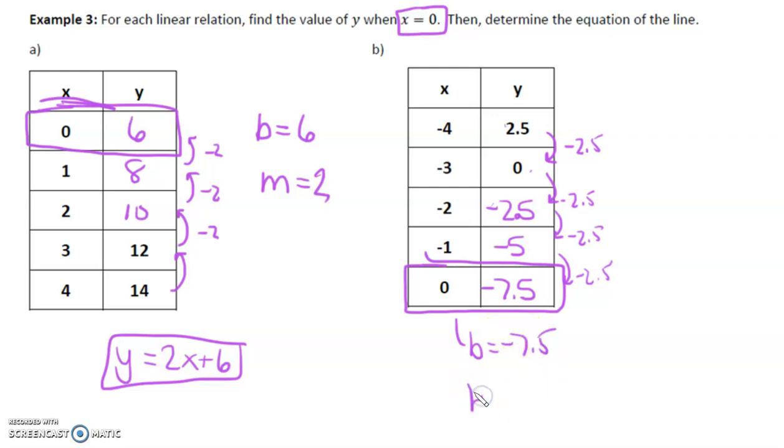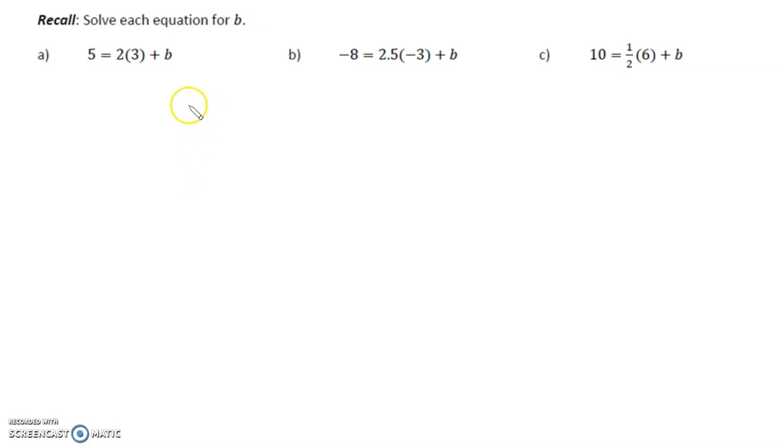Now our slope is going this way as well. The slope is, we're going down by 2.5. So our equation is y equals negative 2.5x minus 7.5. Now, if we're looking algebraically, we're going to be subbing in an x, a y, and m, and we're going to solve for b, right? So it's going to look something like this in the next couple of questions.